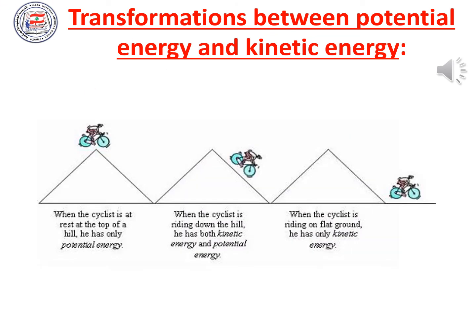The second example for transformations between potential energy and kinetic energy is a cyclist. When the cyclist is at rest at the top of the hill, he has only potential energy. When the cyclist is going down, he has both kinetic energy and potential energy, and here the potential energy is transforming into kinetic energy. When the cyclist is riding on flat ground, he has only kinetic energy because he is moving and he has no height, so he is moving on the ground at the bottom. He has no potential energy but he has kinetic energy. So the potential energy transformed into kinetic energy as the cyclist is going down.